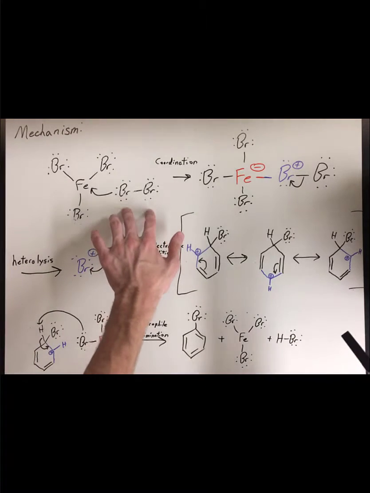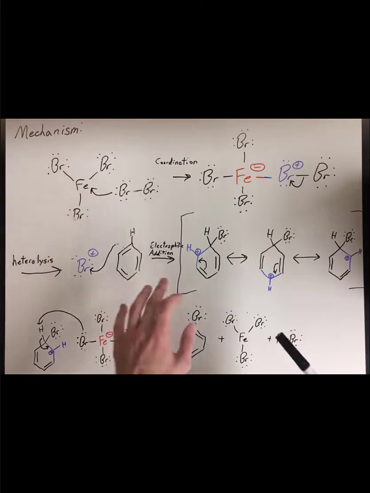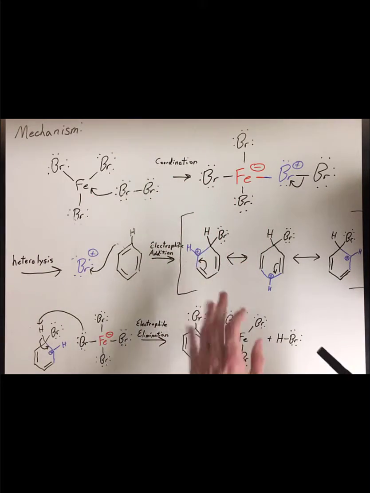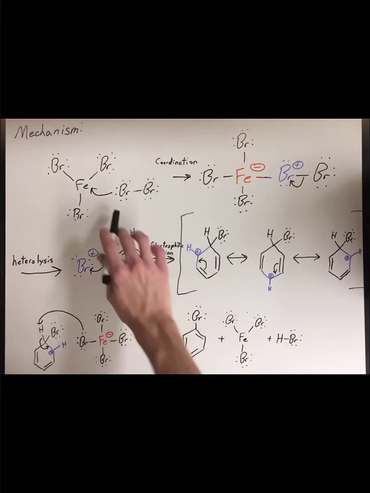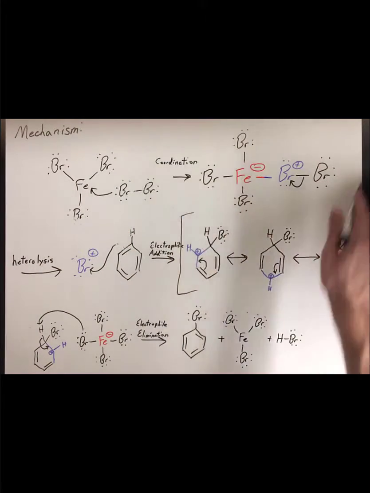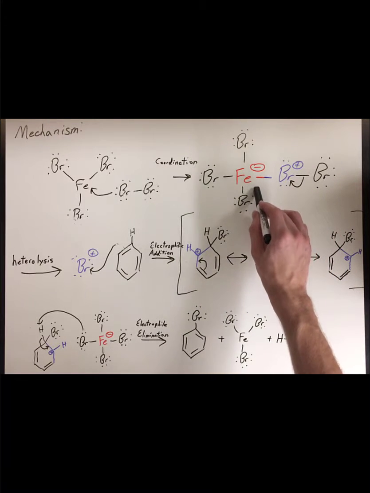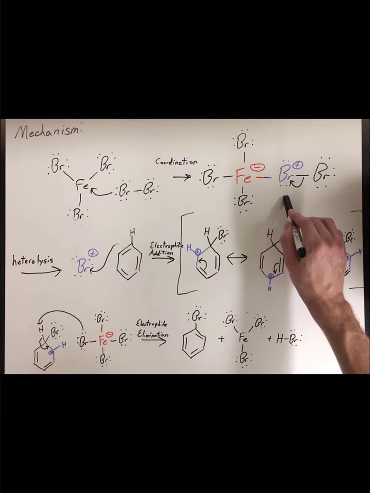All we do is we take our diatomic bromine, and one of them is going to attack the iron. And that's a coordination step for our first step. So the electrons here attack the iron, and it creates this molecule. So the iron is negatively charged, and this bromine is positively charged.